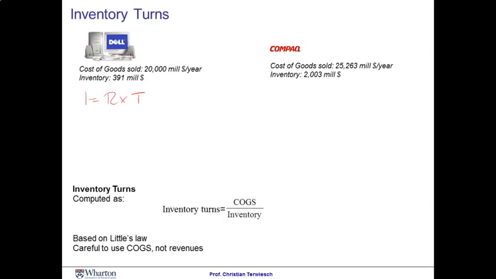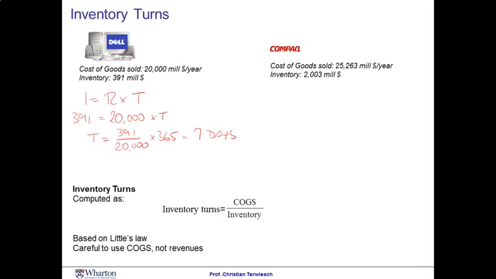The number of dollar bills in the organization is simply $391 million. The flow of dollar bills through the operation is the COGS, the cost of goods sold, which is 20,000 million. This suggests that if we solve for t, the average dollar bill spends 391 divided by 20,000, and that is expressed in years in the operation. If we multiply this with 365 days in a year, we're going to get roughly 7 days as the time that a dollar bill spends within Dell.